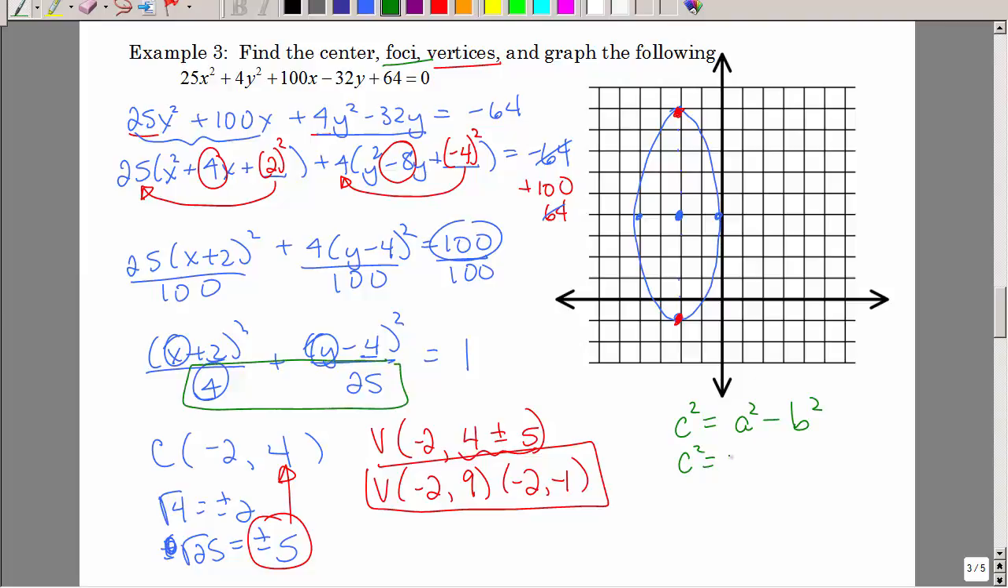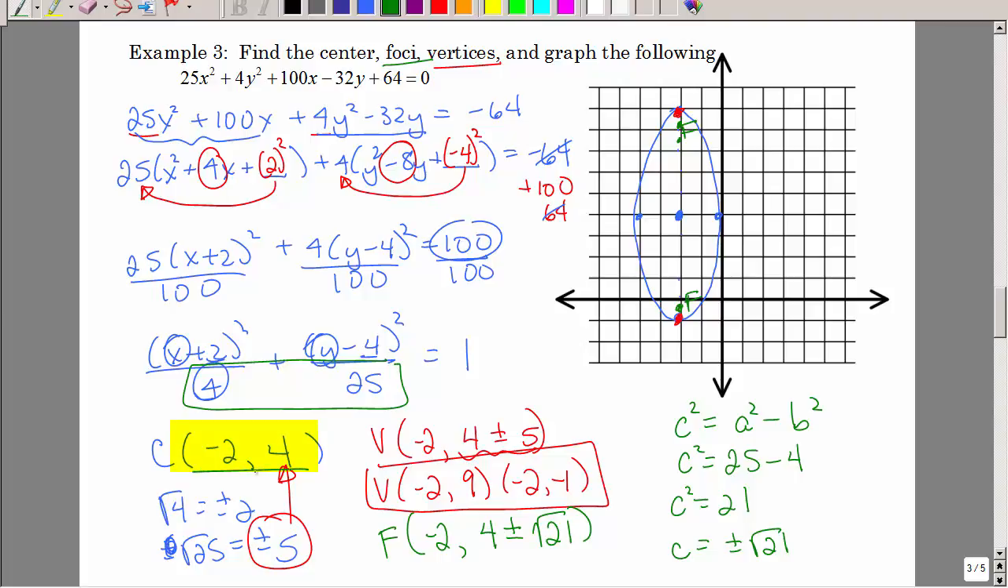Those two numbers, biggest minus the smallest. You should know your major axis in this case is the vertical one. Again, that's the distance from the center to each focus. And again, you do not have to plot those. I'm just trying to show you that they are located on the major axis. So my foci is negative 2, 4, plus or minus the square root of 21. And again, I'm taking my center value and I'm adding the c distance to the y coordinate because I went up and down. I can't simplify that any further. So those are your two foci.